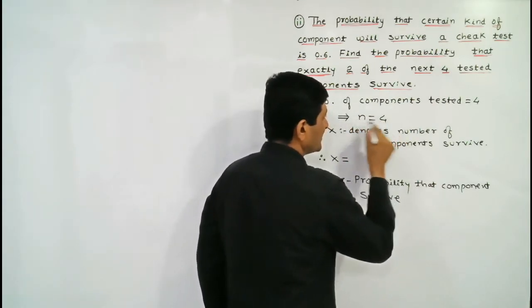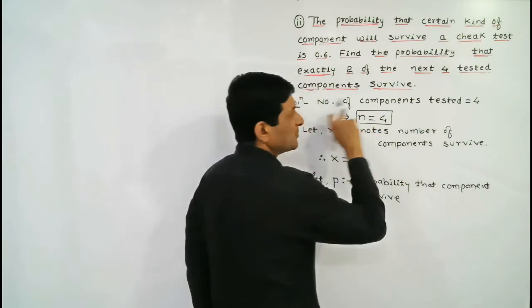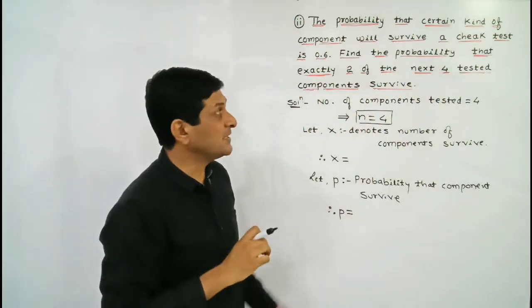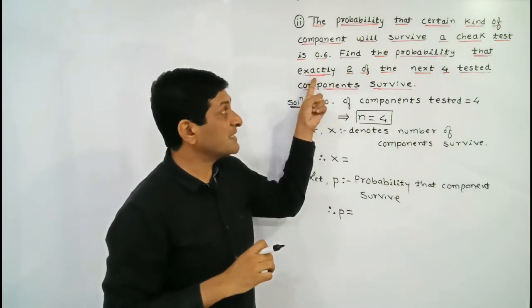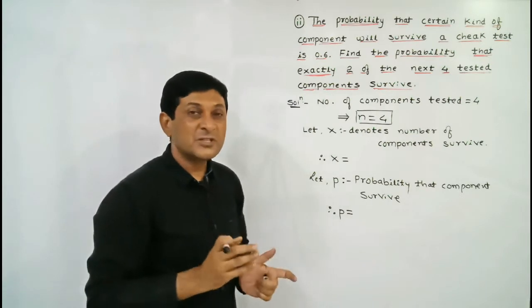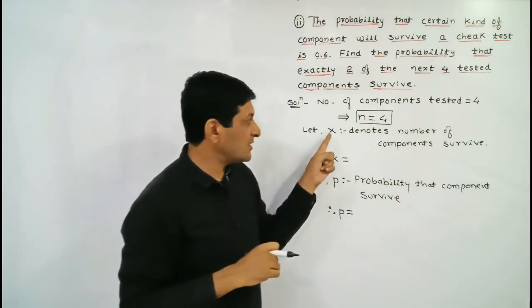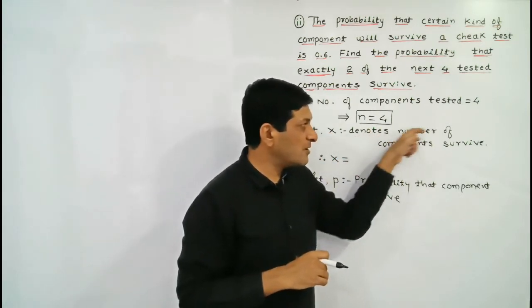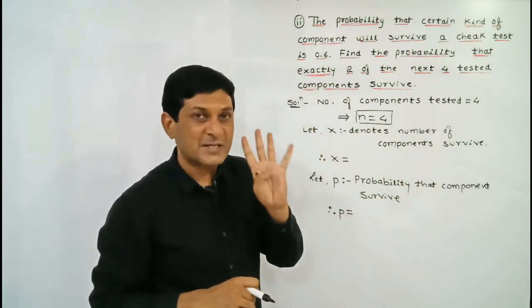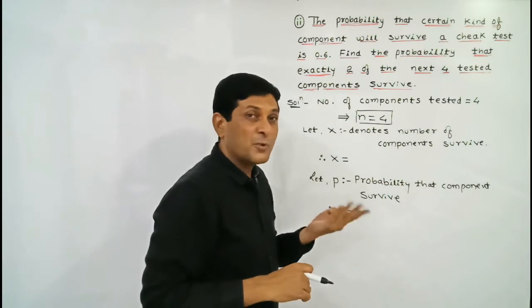Here we have got the first value n, because the number of components tested is equal to 4. Now our example is related to what? The probability that exactly 2 of the components survive. That's why we are denoting the random variable by x, which denotes the number of components that survive. So in total how many components are tested? 4. And what does x denote?